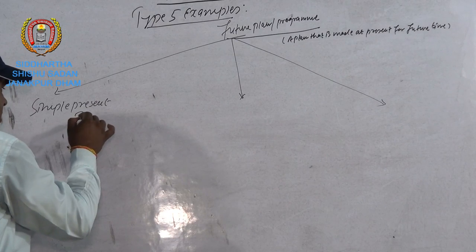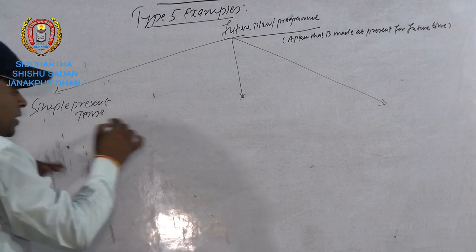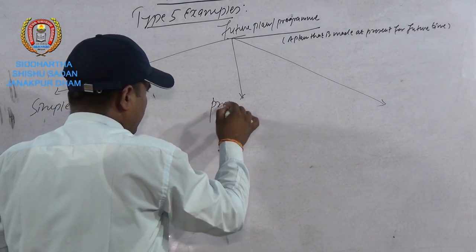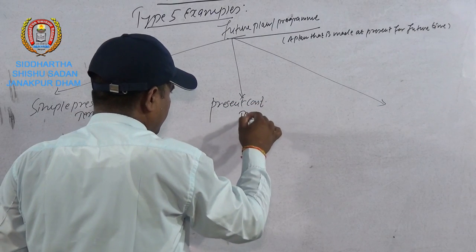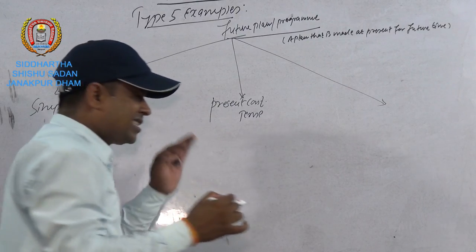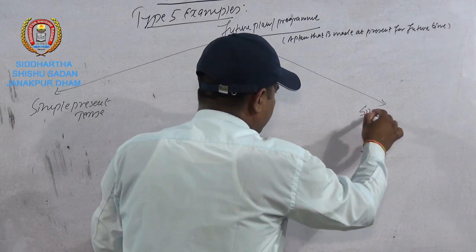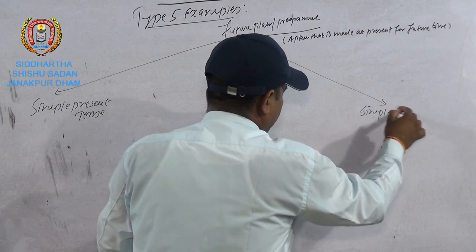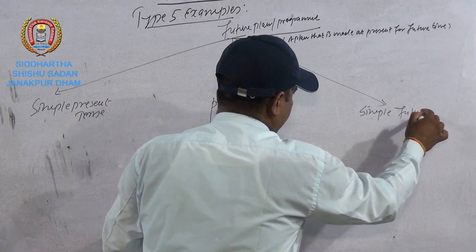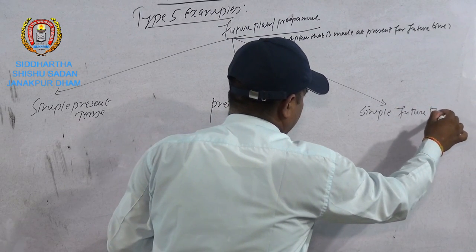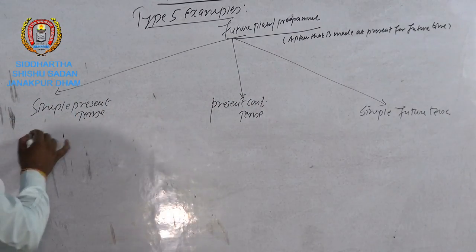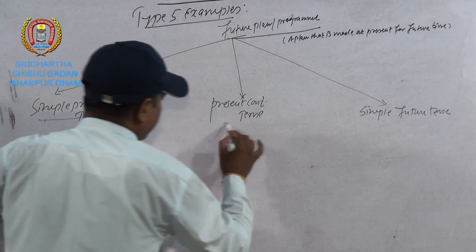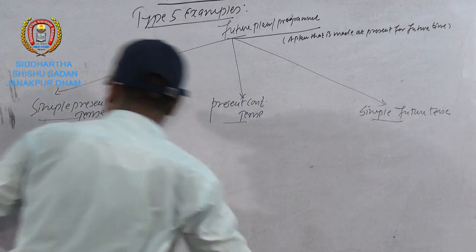Simple present tense. You know the structure? Present continuous tense. We know its structure and simple future, simple future tense too. Okay, let's see the examples first. Then we'll be quite clear over here.